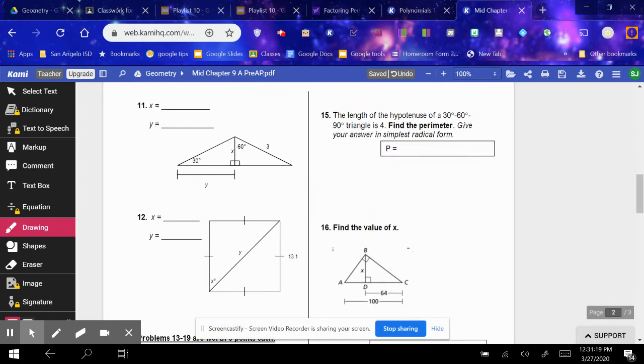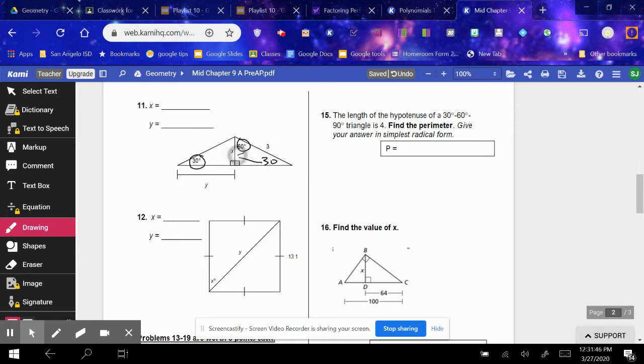All right, number 11, we got a 30-degree angle here. So this is a 30, 60, 90 triangle. And then we have a 60-degree angle here. That means this other side is also a 30, 60, 90 triangle. Okay, so I'm going to start with the number that I was given in the problem, which was the 3. The 3 is the hypotenuse, and this is going to be the 30-degree angle in that triangle.